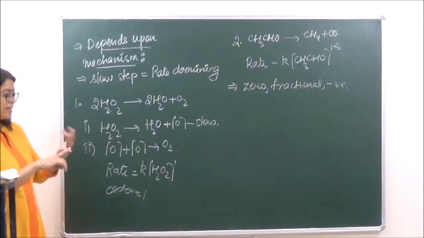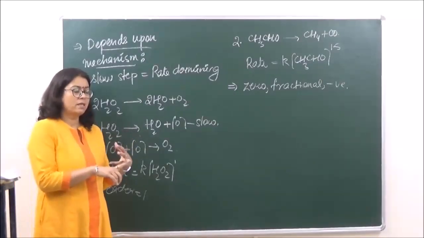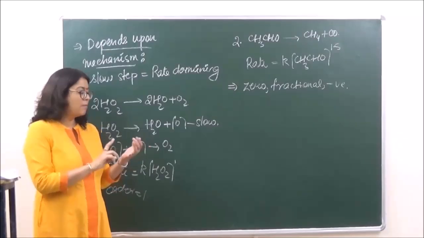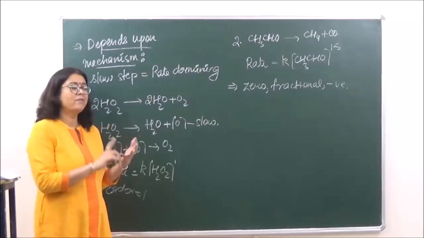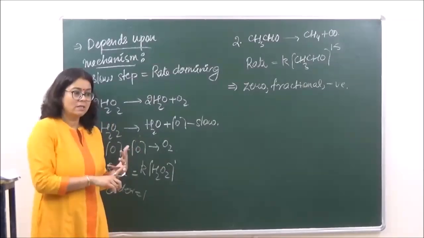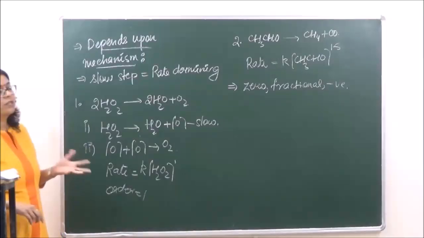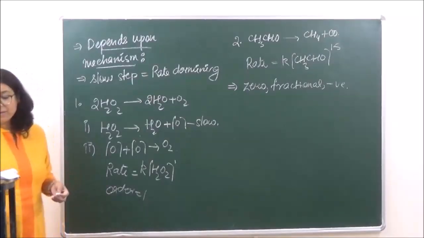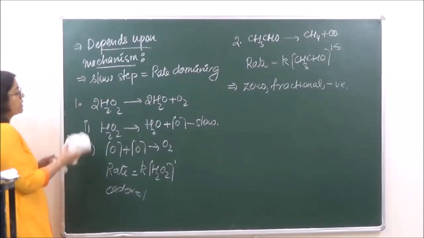Number one, molecularity is a theoretical concept. Order of a reaction is an experimental concept. Number two, molecularity of a reaction can never be zero, fractional, negative, infinite or imaginary. Whereas order of a reaction can be zero, it can be fractional, or it can be negative. Depending upon this, we plot a few graphs for different order of reactions.